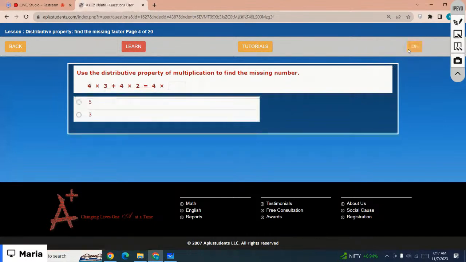Okay, use the distributive property of multiplication to find the missing number. So which number is missing? The missing number is 3. No, 4 is the common number, right?